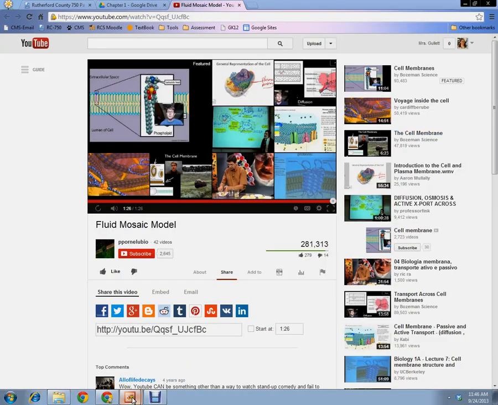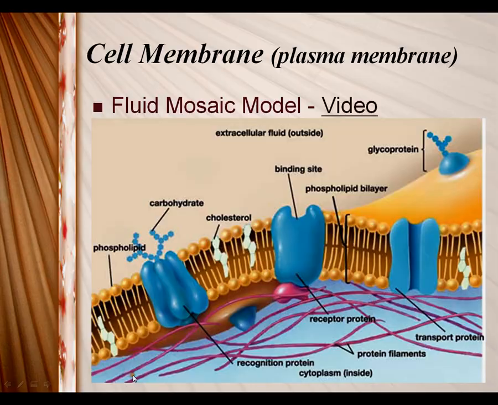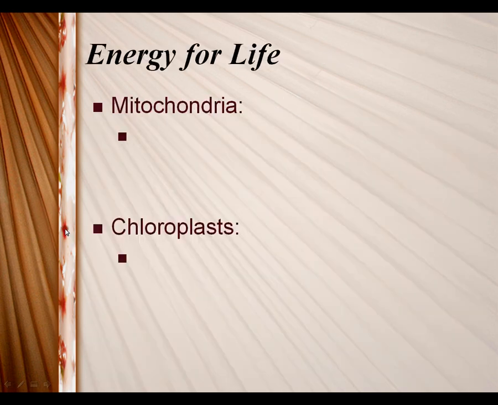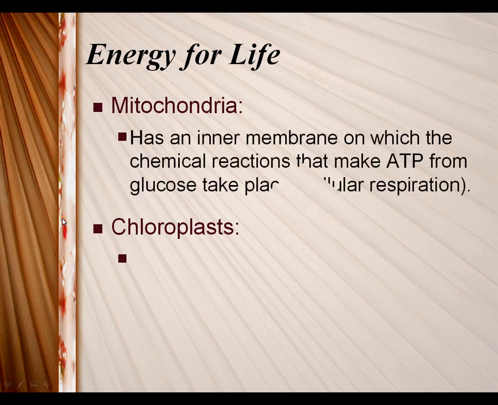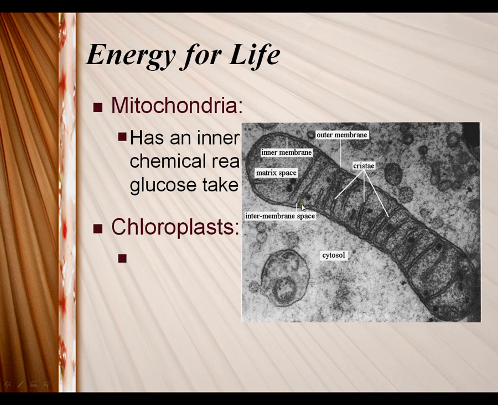All right, let's go back to our slideshow. So that's the basics of the cell membrane. We'll actually cover it in much more detail in Chapter 5. Let's talk briefly about the mitochondria and the chloroplasts. Mitochondria makes energy, or ATP, from glucose in the cell. Mitochondria has an inner and an outer membrane that again is made up of those plasma membranes of the phospholipid bilayers. Here's a picture of a mitochondria.